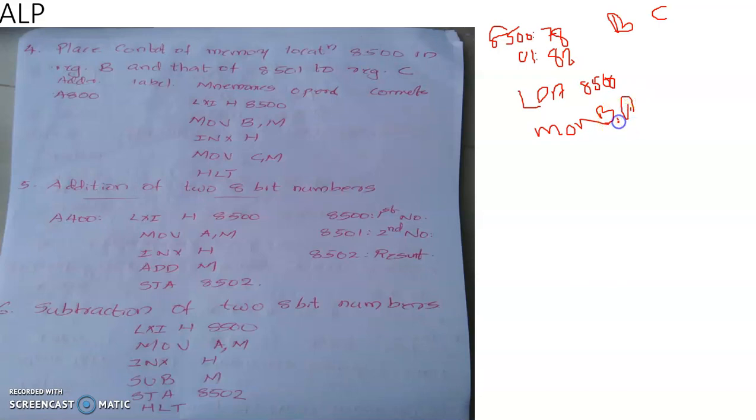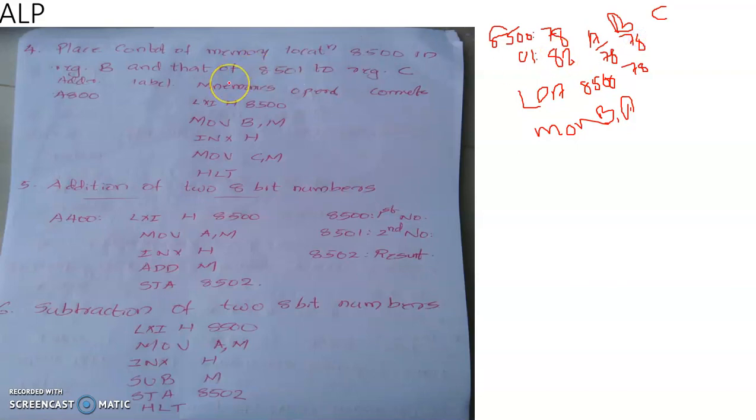This asks the processor to load the accumulator directly with the content of this memory location 8500, that is 78. So 78 will be there in the accumulator now. MOV B, A: copy the content of the accumulator to register B. So 78 is copied to register B.